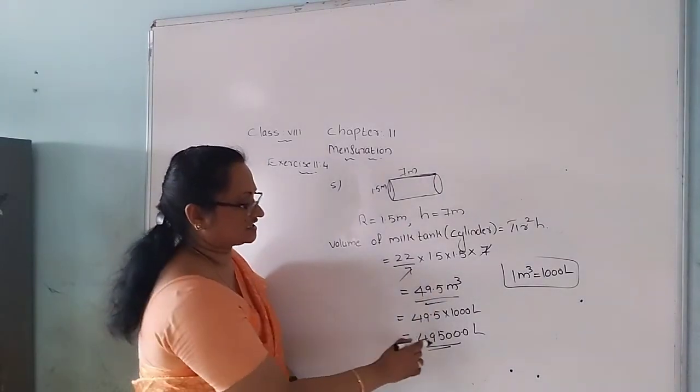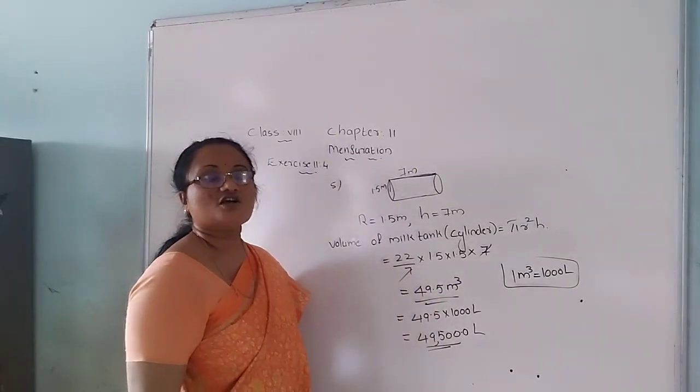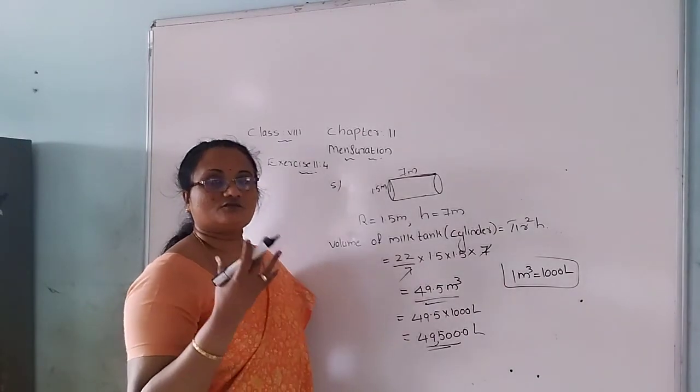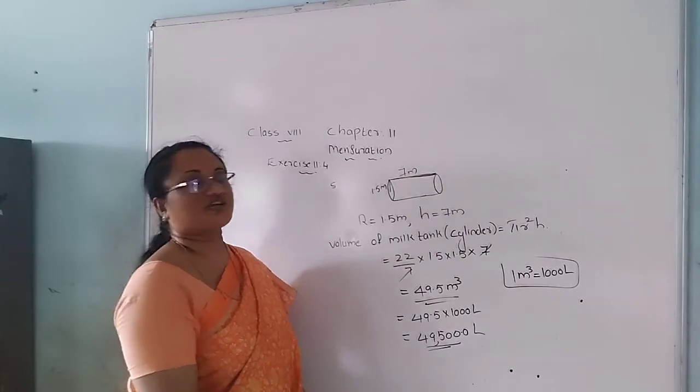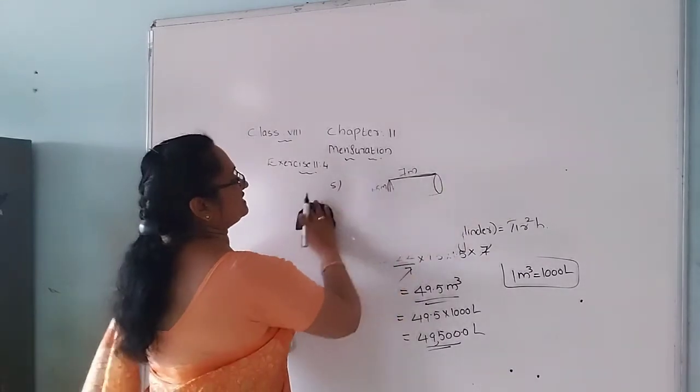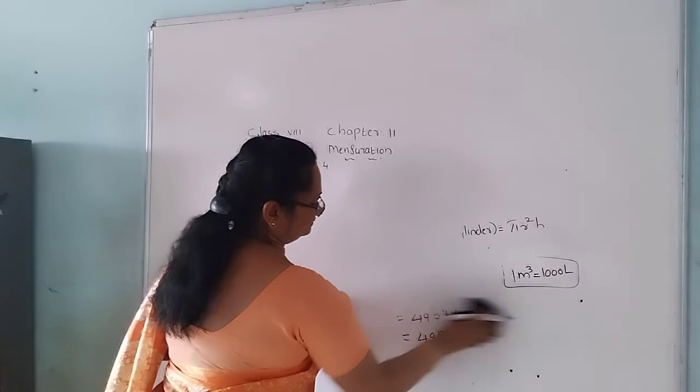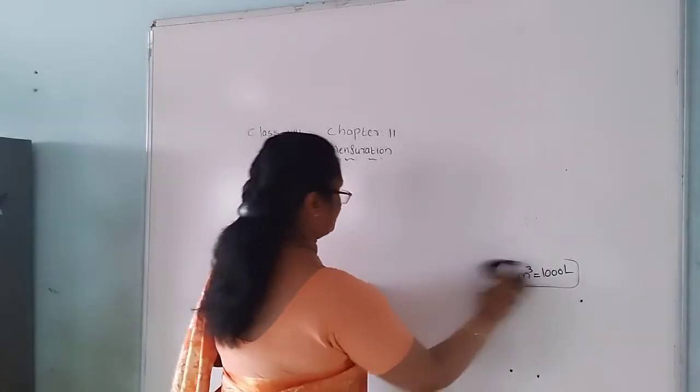So 49,500 liters of milk can be held in that tank. I hope you can understand this meaning. Next, one more question, the last question of this chapter.